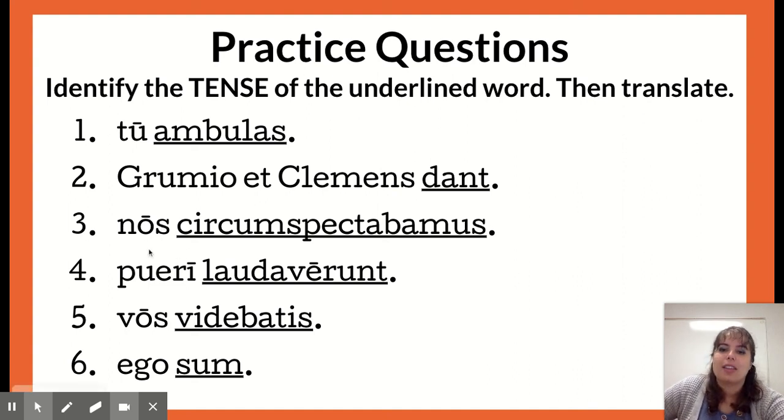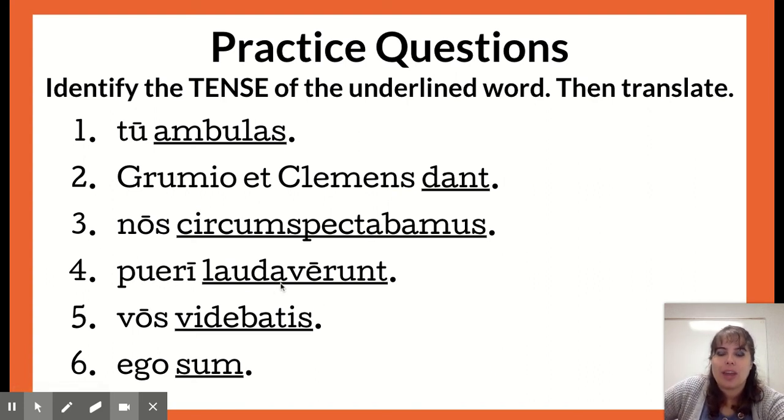All right, and this is one of our new pronouns, nos, circumspectabamus. Now again, ba, our imperfect sheep says ba, so that tells us that this is an imperfect tense verb. It's a very long verb. So nos means we. We also know the we from the mus ending. So we were looking around. So imperfect tense, we were verbing. We were looking around.